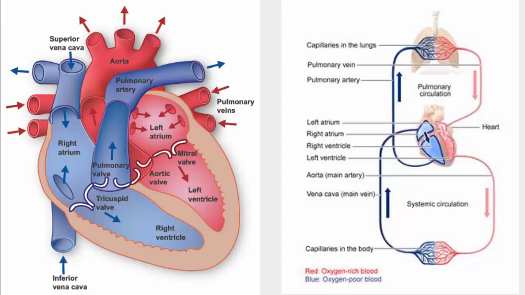So that's the sort of overall pattern of circulation. It's a figure 8 pattern. So it goes from the right side of the heart to the lungs, left side of the heart to body tissues, back to the right side of the heart. So we have this circuit, this figure 8, repeated over and over again.